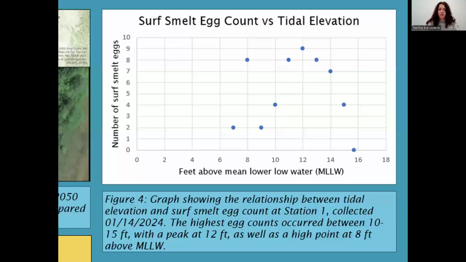This graph shows the number of surf smelt eggs I found at each 1 foot interval of tidal elevation in my first set of samples, which was at Station 1. As you can see here, the highest numbers of eggs were in the samples collected at 8 feet and between 10 and 15 feet, with a peak at 12 feet above mean lower low water.